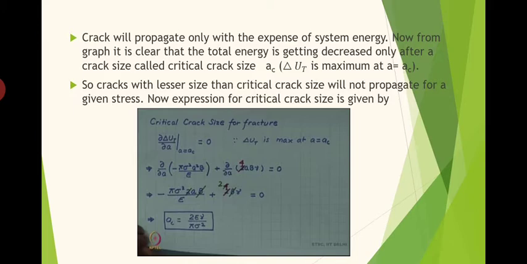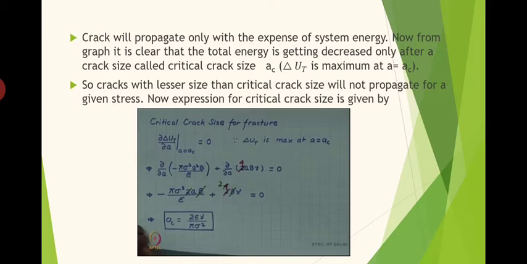Now from the graph it is clear that the total energy decreases only after a crack size called the critical crack size, AC. At that point delta UT is maximum, at A equal to AC. So cracks with a size smaller than the critical crack size will not propagate under a given stress, and cracks larger than AC will definitely propagate, and finally fracture will take place.